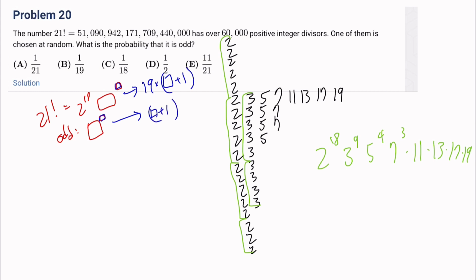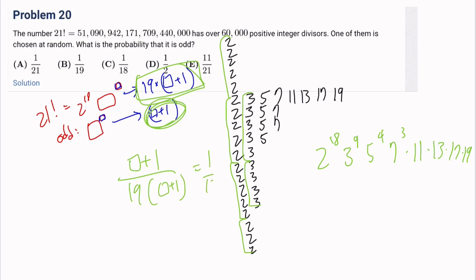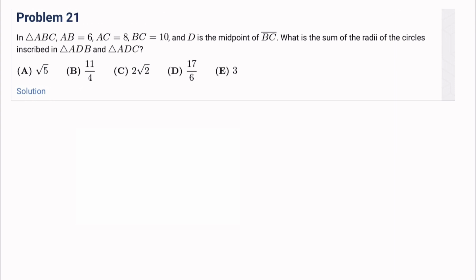Right? And so the probability that it is odd is the probability that it is one of these out of these. So it's the common factor over 19 times the common factor, which is 1 over 19. The answer is B.